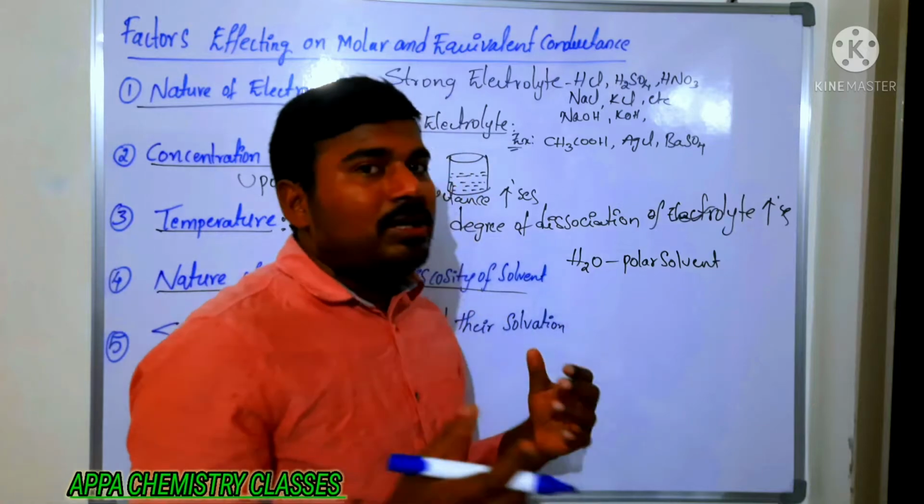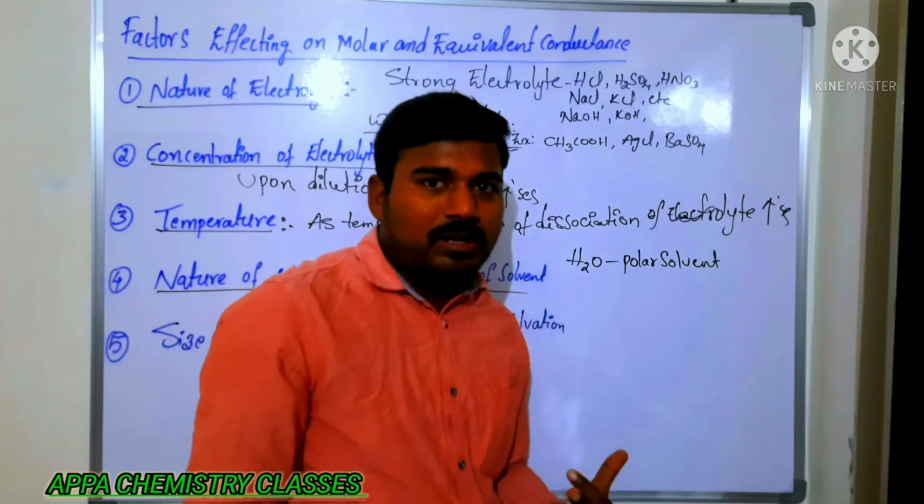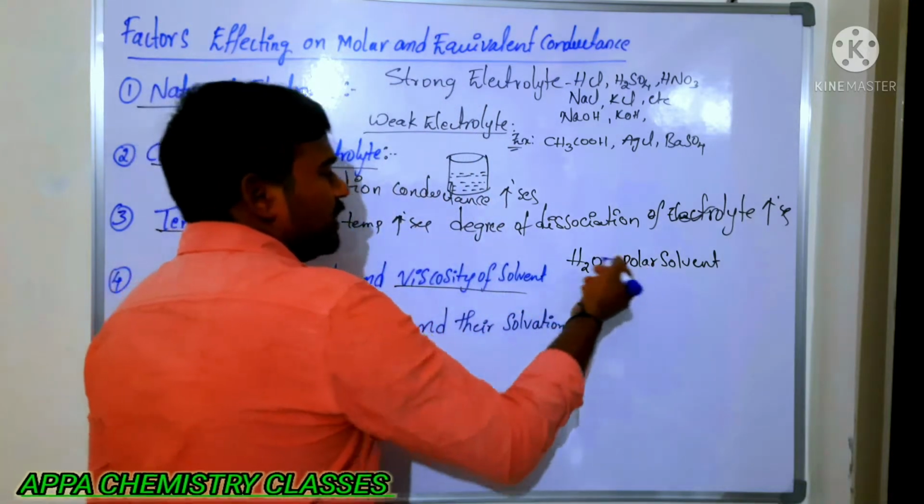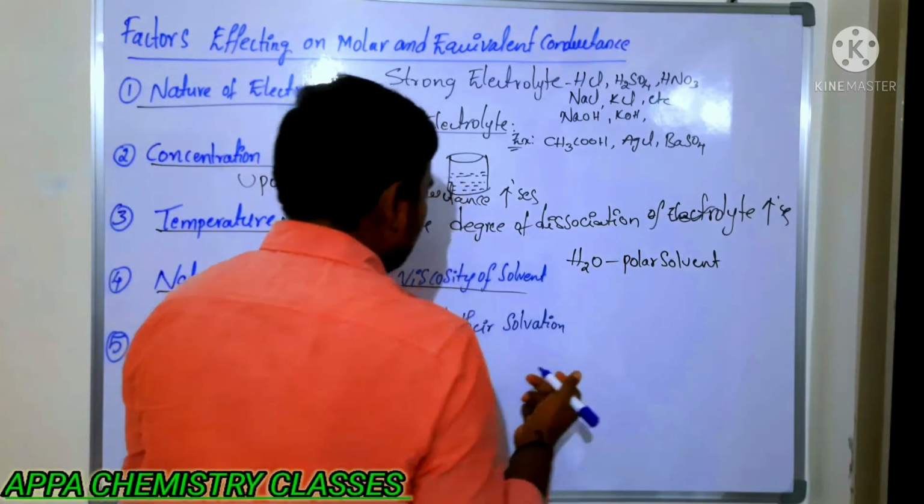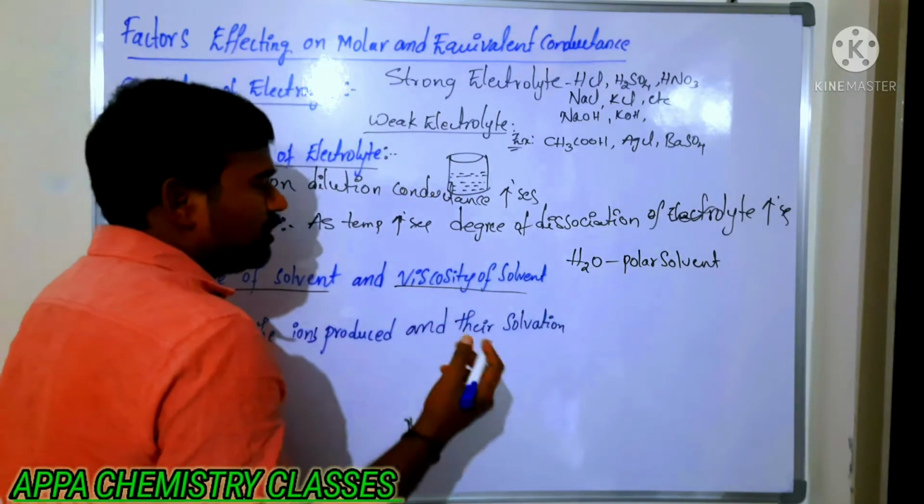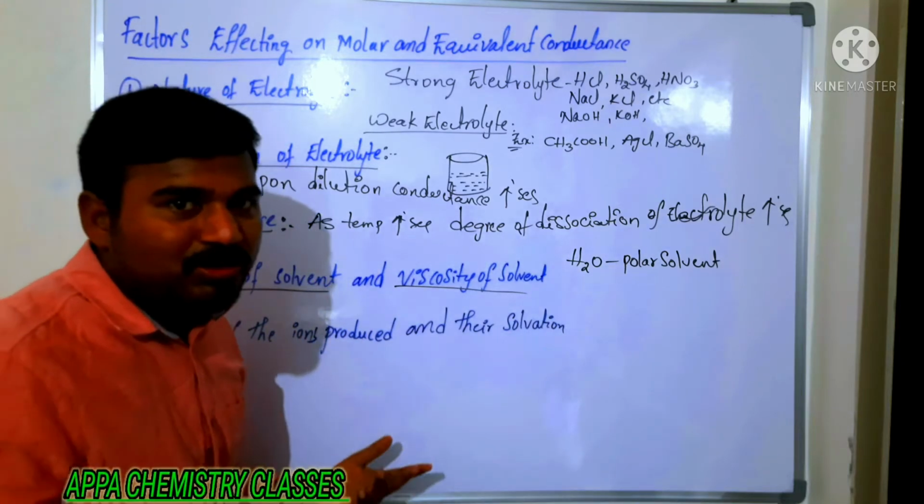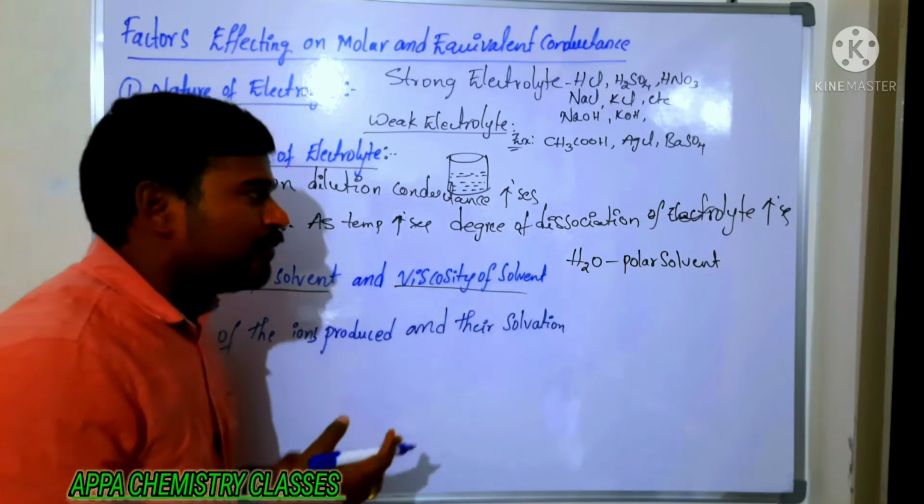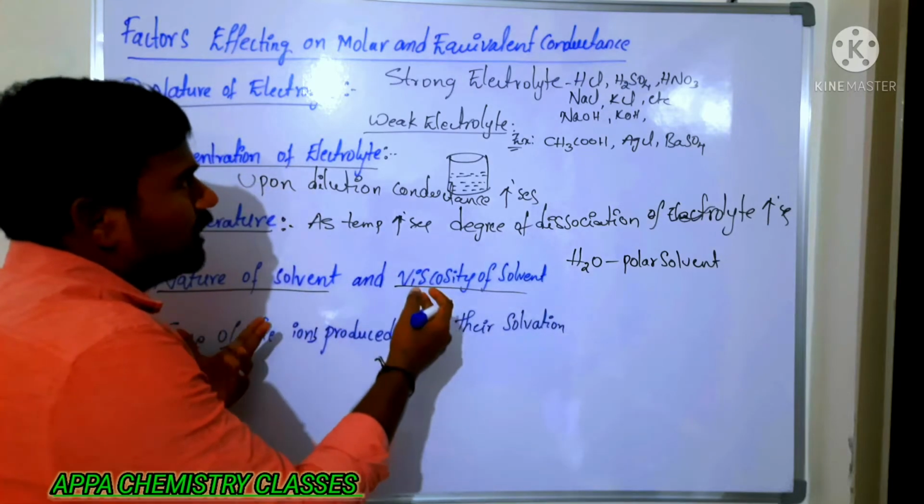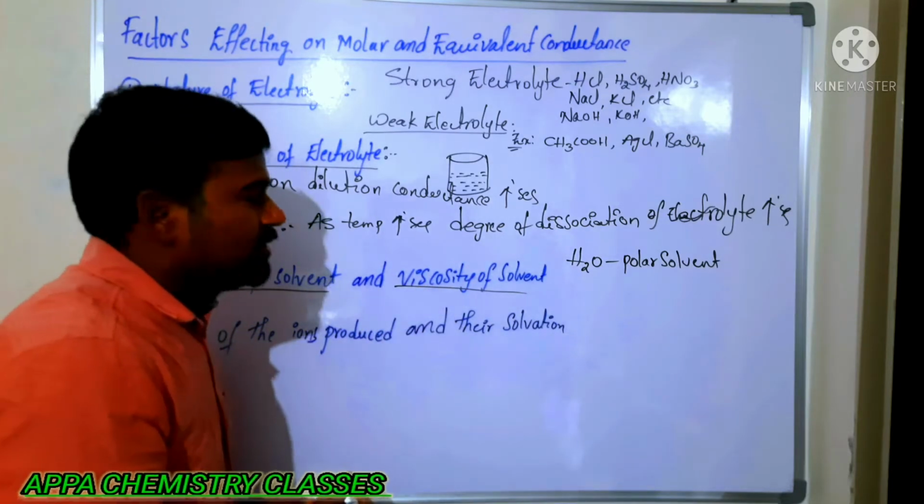So due to that, in water most of the compounds are soluble. For that reason, it is a universal solvent due to its high dielectric constant. In a polar solvent, the degree of dissociation of an electrolyte is more when compared to a non-polar solvent. So for more conductance, we have to prefer water, the polar solvent.